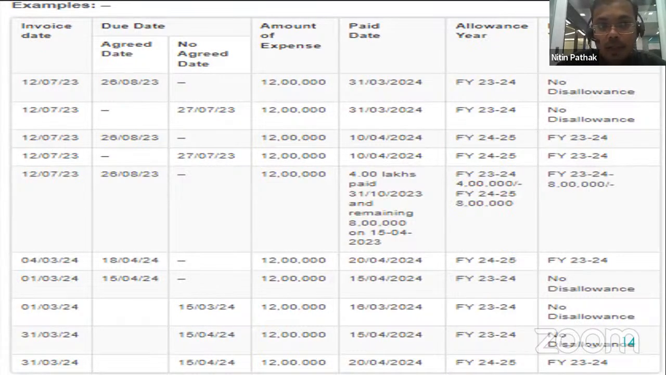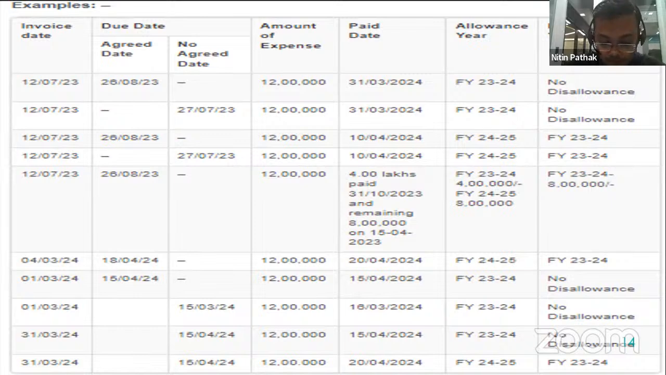Let us take one by one example of making payment to the MSME. First of all, say our invoice date of the purchase is 12th July 23. If an agreement is there that mentions the due date of payment in the invoice, that is 26th August 2023, and the amount of expense is say 12 lakh, and it is paid against the bill of purchase on 31st March 24, then the allowable year is 23-24.